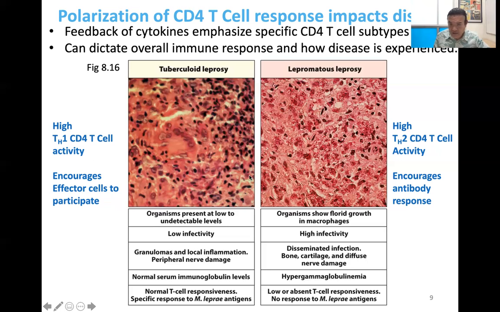It's the same pathogen, the same Mycobacteria leprae pathogen that infected these two patients. It's just in one patient's body, it polarized the production of CD4 cells to Th1 type. In the other patient, it polarized the production of CD4 T cells to Th2 type. And that's made a tremendous difference on the prognosis and the course of these two patients dealing with their disease.